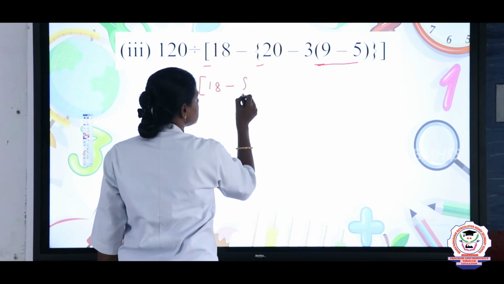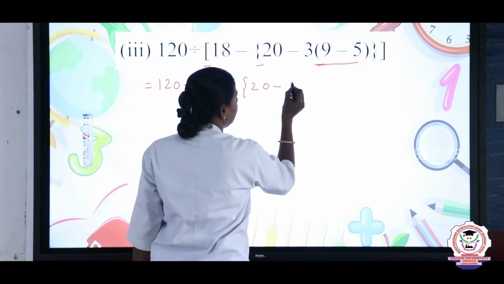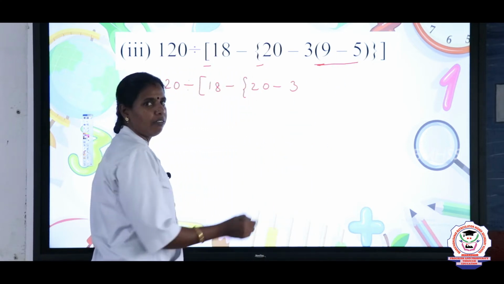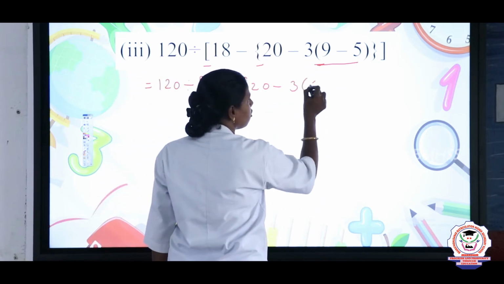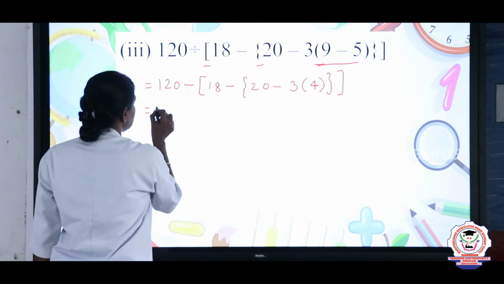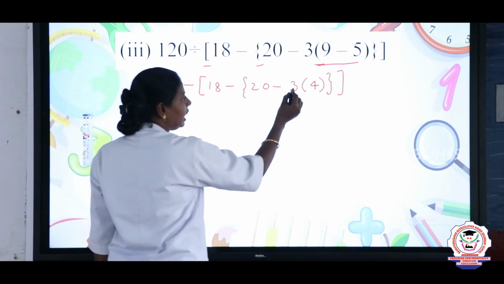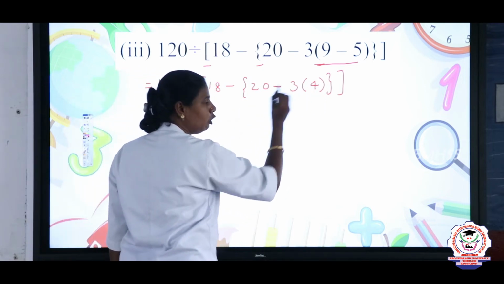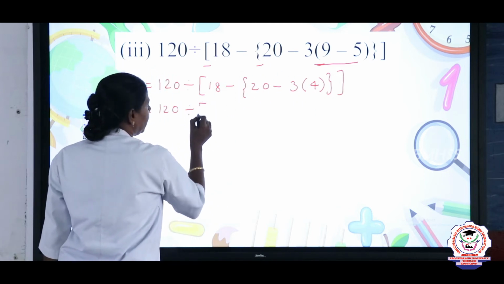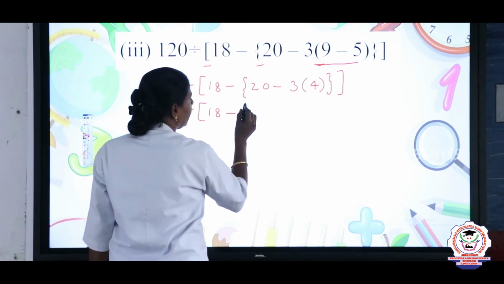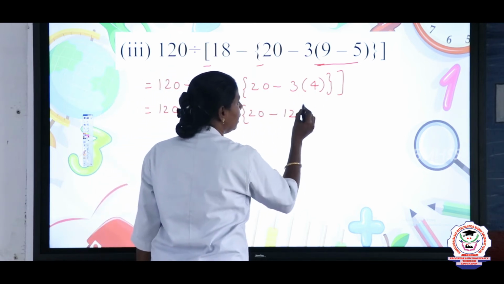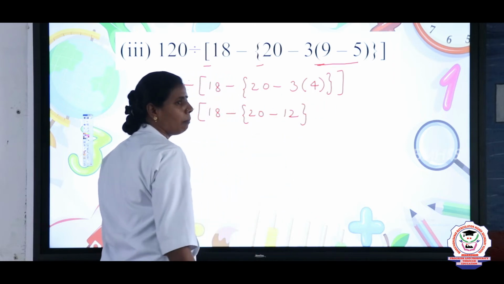18 minus 20 minus 3. Here 9 minus 5. What is 9 minus 5? 9 minus 5 is 4. So the next step, here the meaning of 3 bracket of 4 is 3 into 4. That is 3 4s are, we are going to multiply. 120 divided by 18 minus 20 minus 3 4s are 12. So we removed this common bracket.